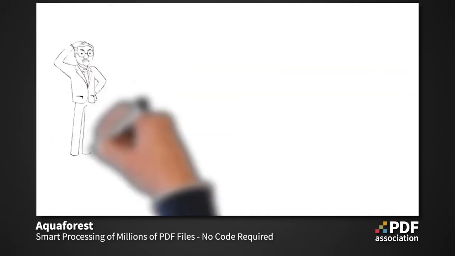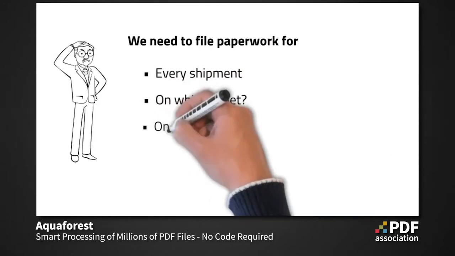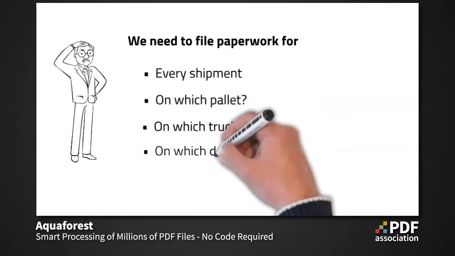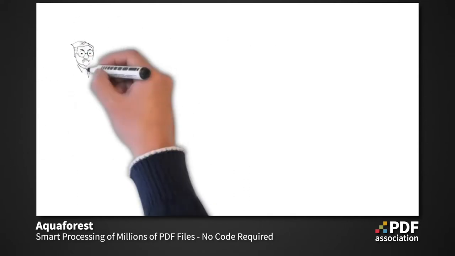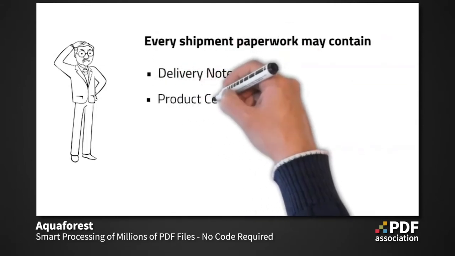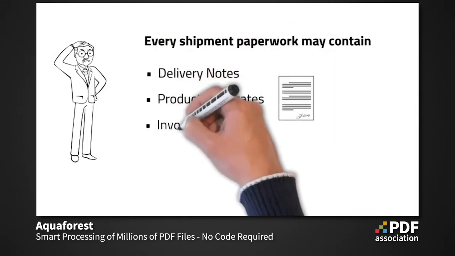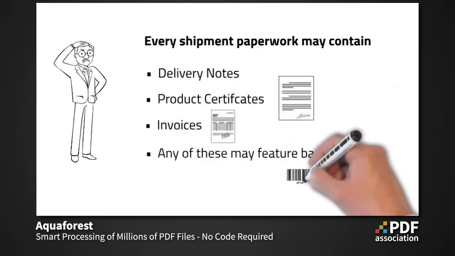He has to keep all these records for 7 years. Now that gives him a big headache because he needs to file the paperwork very detailed for each shipment, each pallet, each truck, and each date. Now, the paperwork itself is quite comprehensive. It contains all sorts of details about what is in that shipment: delivery notes, invoices, certificates. Some have barcodes, others don't.